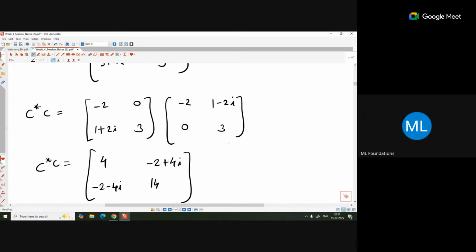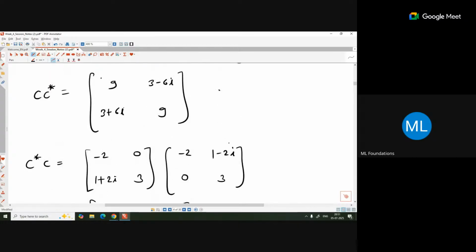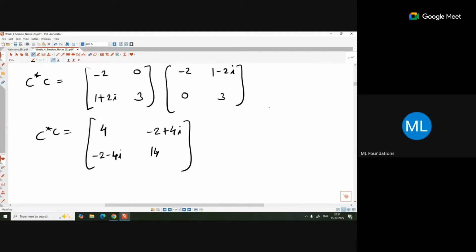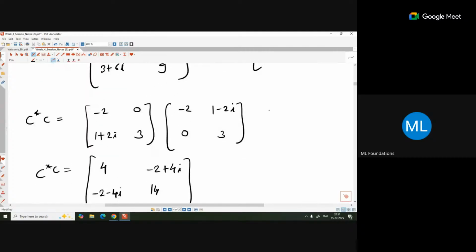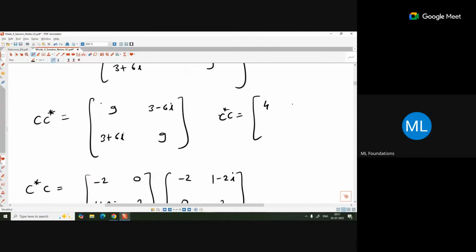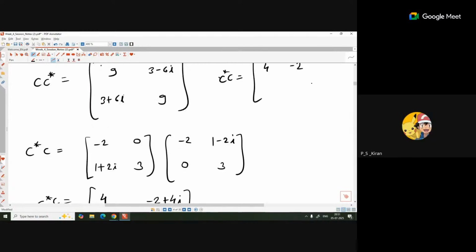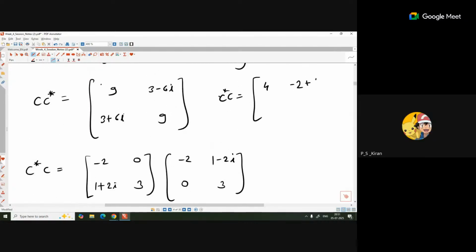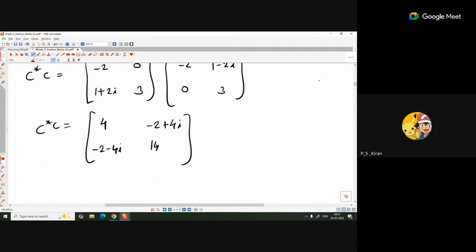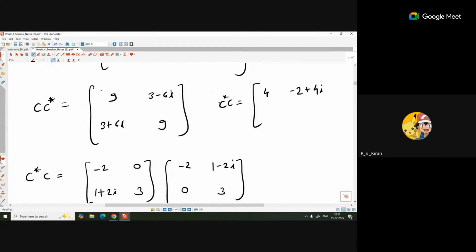Now what is my C star? I'll write down here what C star C is. I hope all of you got this answer. 4, minus 2 plus 4i, 14. So do this matrix and this matrix are the same?